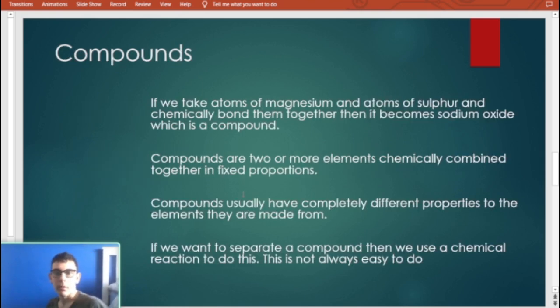Now, compounds. If we take atoms of magnesium and atoms of sulfur and chemically combine them together, then it becomes magnesium sulfide, which is a compound. Compounds are 2 or more elements chemically combined together in fixed proportions.